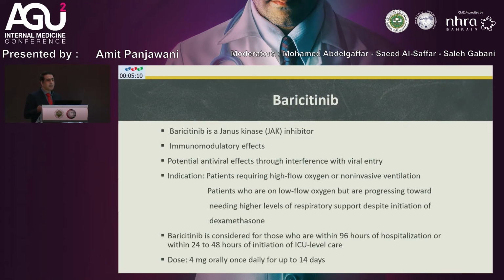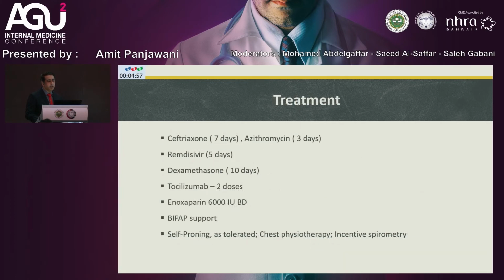Baricitinib is again a drug which is a Janus kinase inhibitor. To put it simply, it's an immunomodulator which also has an antiviral effect. And this drug also, in the various trials, has been found to be useful, especially if it is combined with remdesivir in the early part of the illness.